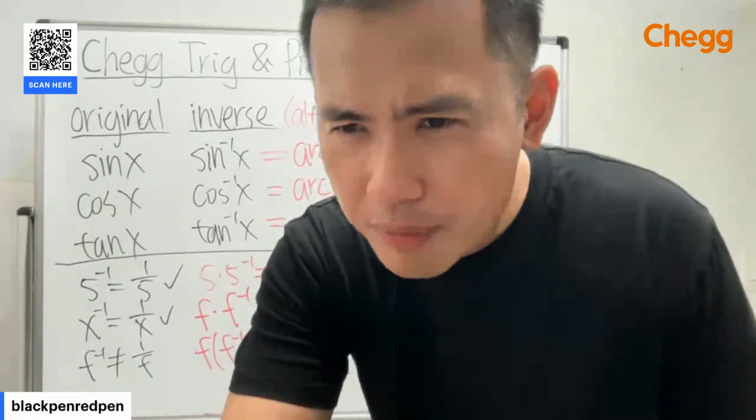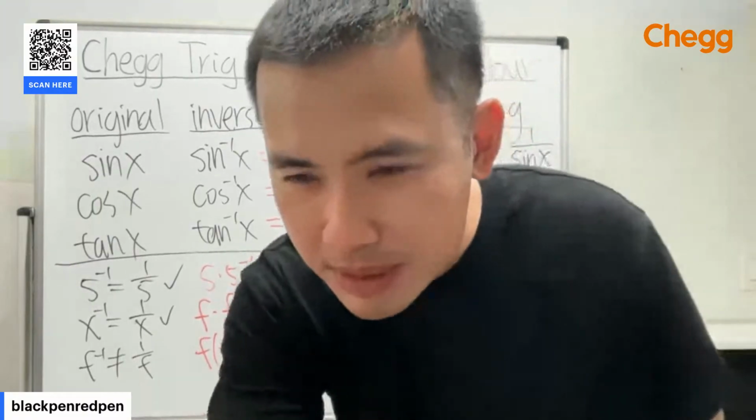Can you go over powers of trig functions? What do you mean by that? Do you have a specific example?